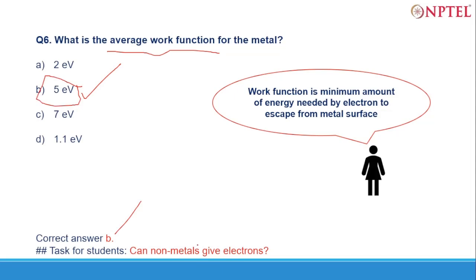Answer B. So, can anyone say if we strike some non-metals with an energy beam, can non-metals give electrons? Anyone? Yeah, quite great. If we cross the work function of that, basically the minimum energy, then it will also give electrons. Non-metals do give electrons. So it is not that only metal gives electrons.